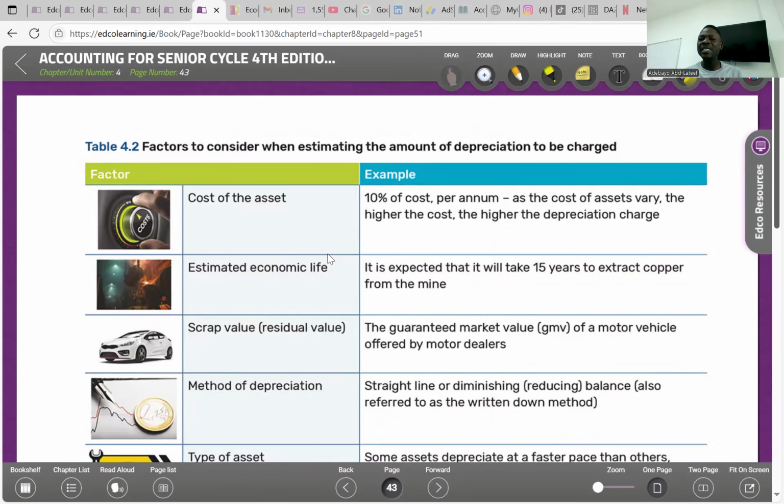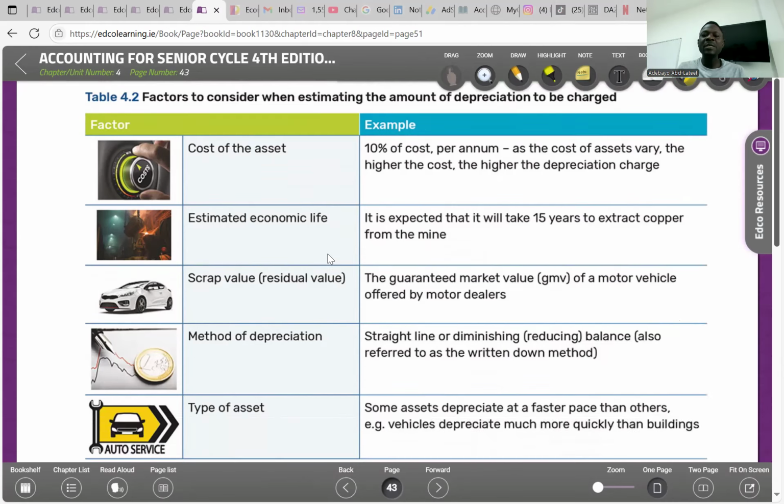Factors to consider when estimating the amount of depreciation to be charged. So what are those things we put into consideration when we are about to calculate depreciation? The first one, the cost of assets. We're talking about the historic cost of that asset. It is important to know the cost of that asset. So for example, 10% of cost per annum as the cost of asset varies. The higher the cost, the higher the depreciation charge. As soon as we know the cost of an asset, we will be able to know the amount of depreciation we need to charge.